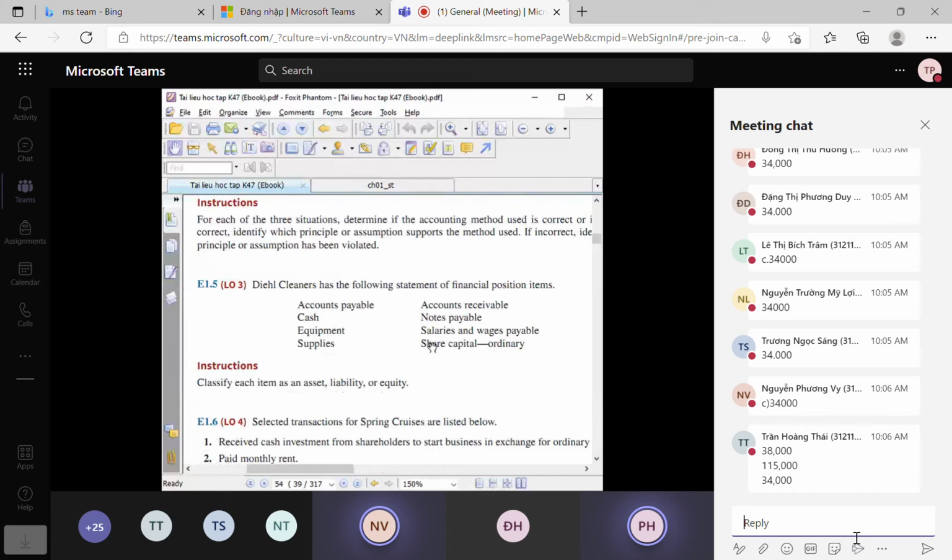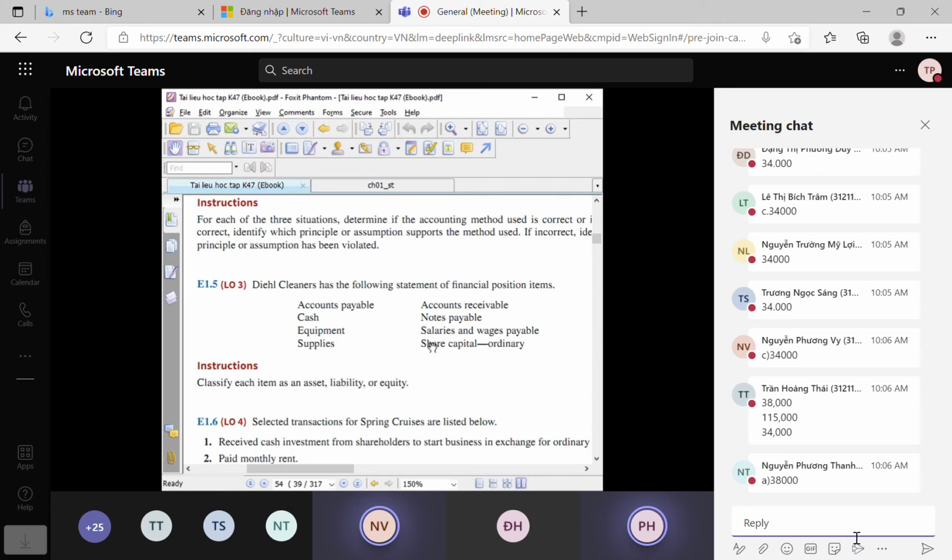Exercise 1.5. Dial Cleaners has the following statement of financial position. You will study it at the end of this chapter. Statement of financial position is very important for the test. We have a lot of items, and in your book, we have 8 items. They require us to classify each item as asset or liability or equity. 2 minutes for your thinking. Now, let's start. Which one is asset, which one is liability, and which one is equity?